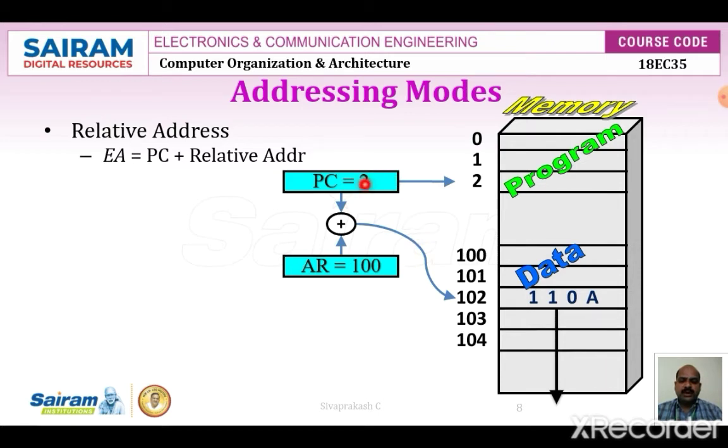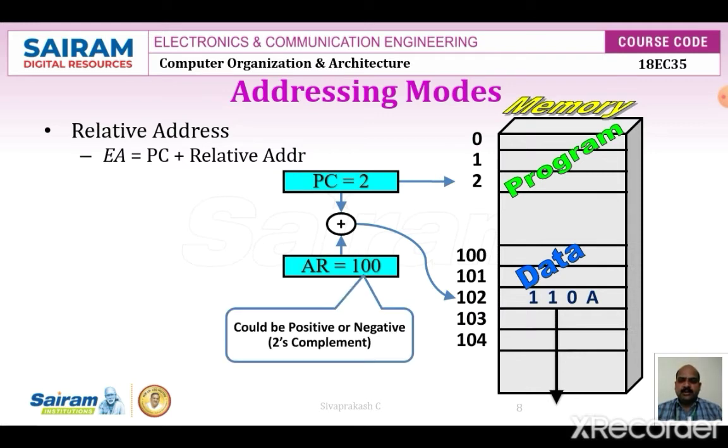So it takes the sum of the program counter value plus the relative address value, and it enters that particular address location, and the data stored in that location is taken as the output. In this way we make it a relative address. The relative address could be positive or negative.